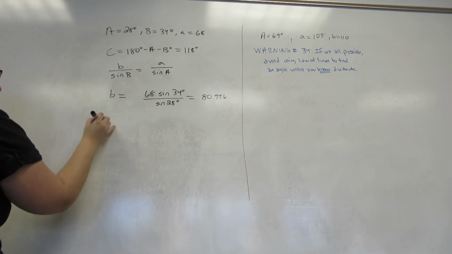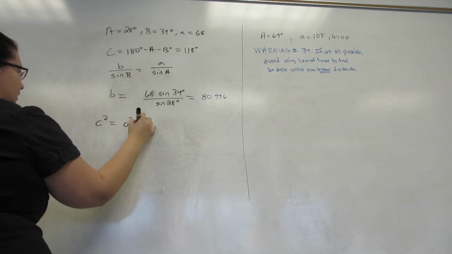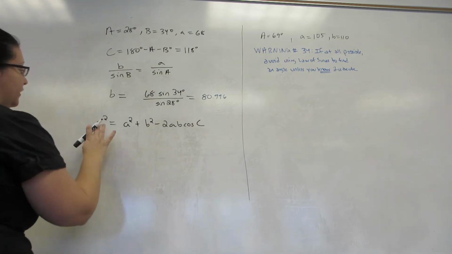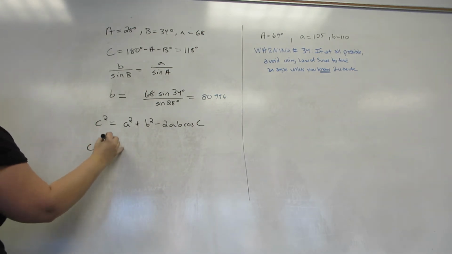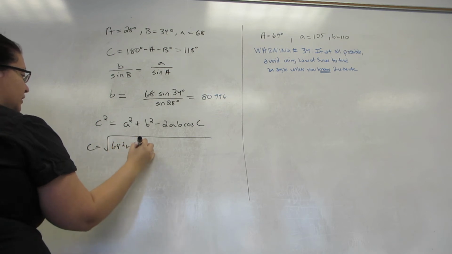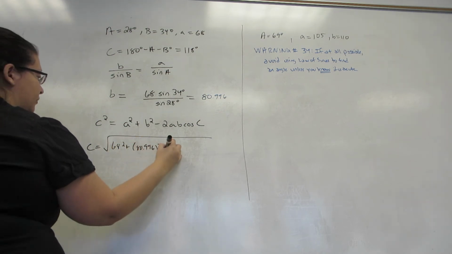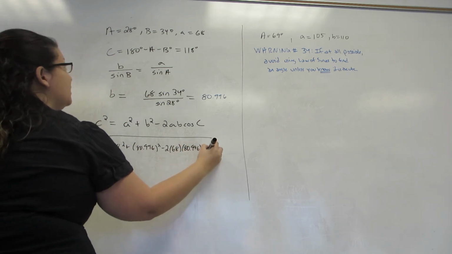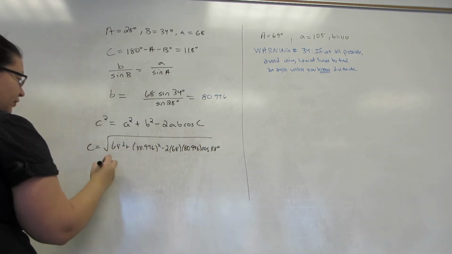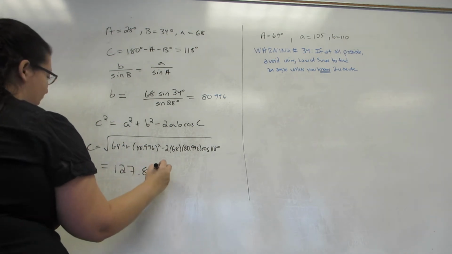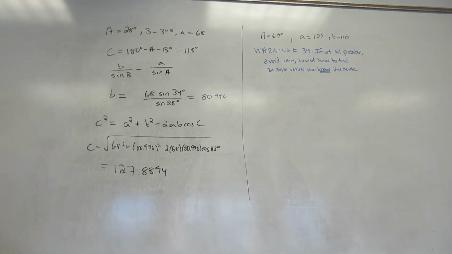Now, to find side C, I could do the same calculation, but I want to illustrate for you the law of cosines. So I'm going to be using this law of cosines to find the side C. So C will be the square root of 68 squared plus 80.996 squared minus twice 68 times 80.996 times the cosine of 118 degrees. This gives me 127.8894. And I have my missing 3 pieces of the triangle.